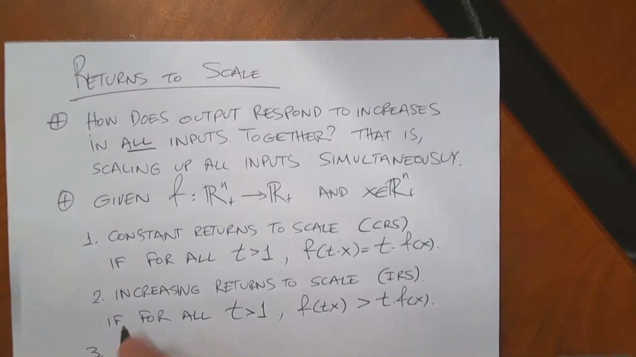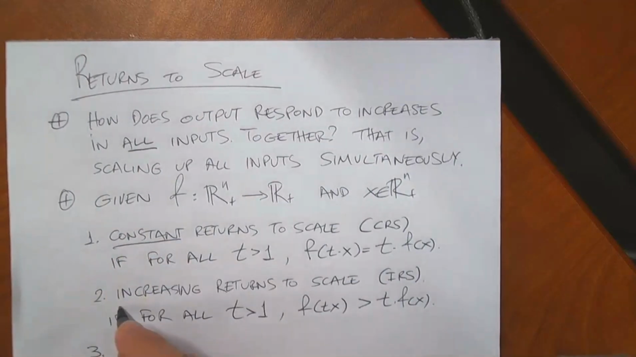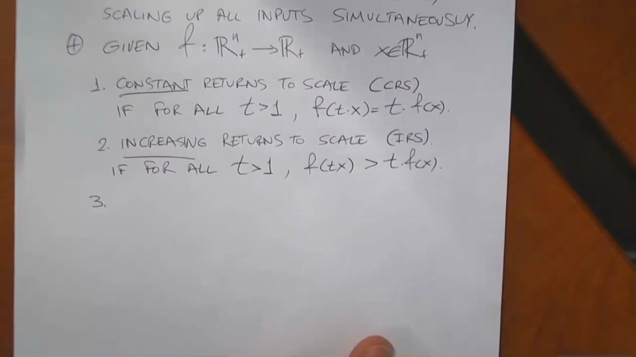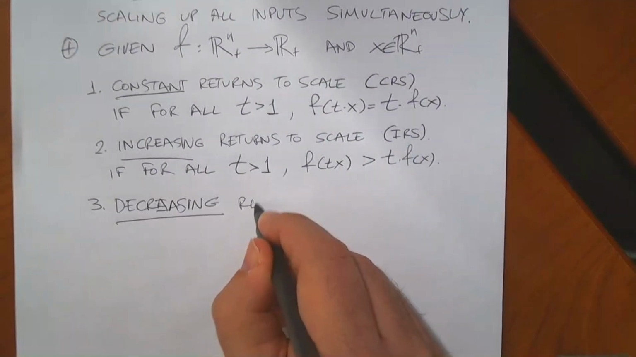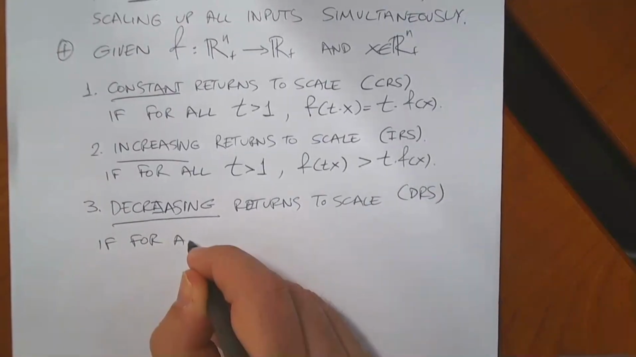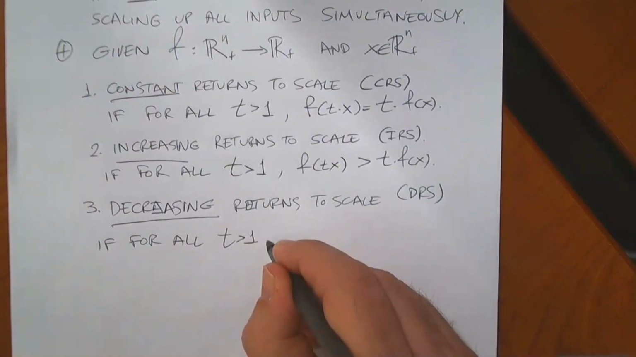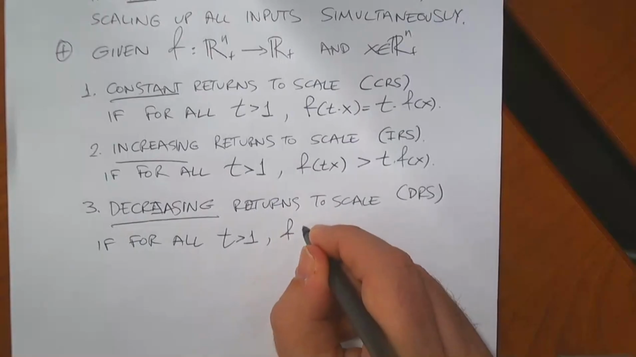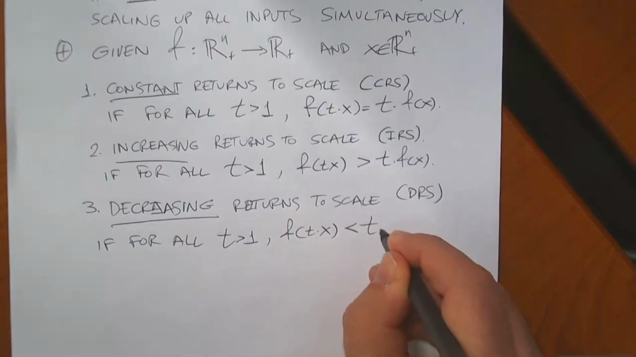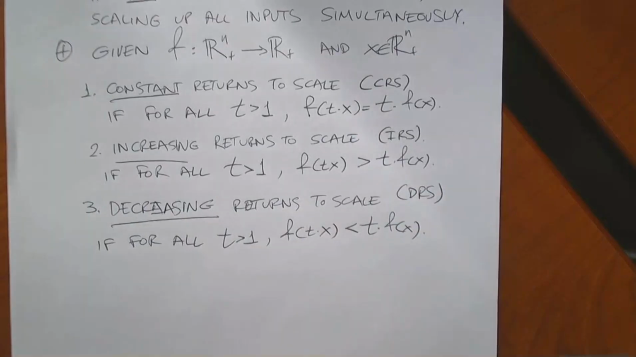So you would have essentially constant, increasing, and here we're going to talk about decreasing returns to scale. DRS, if for all t greater than 1, the output that you're going to get from t times x is going to be less than t times f of x. And that completes the formal presentation of returns to scale.